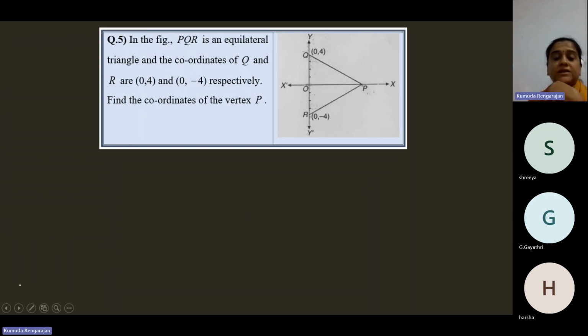Look at this one. In the figure, PQR is an equilateral triangle. This is P, Q, R, an equilateral triangle.